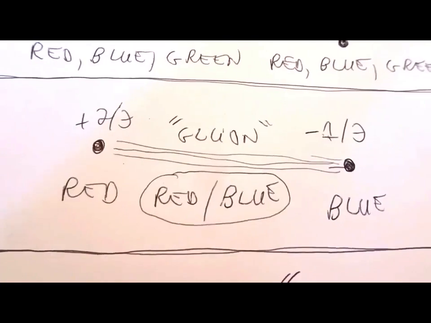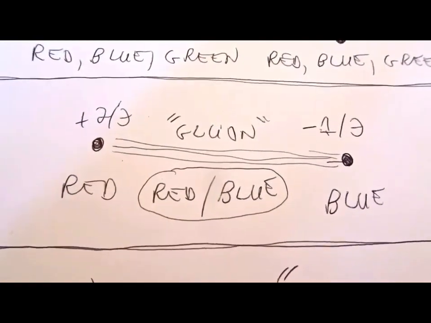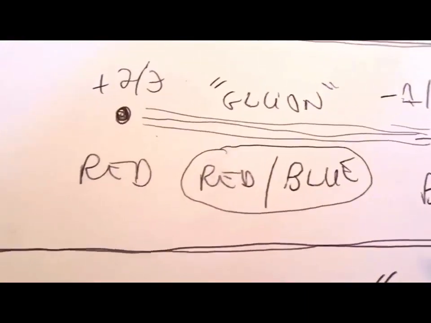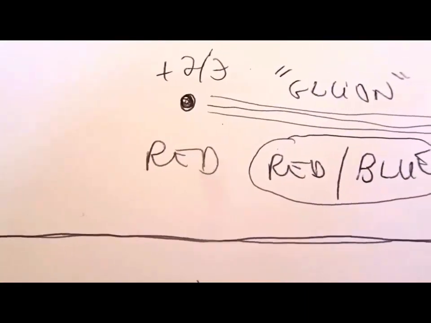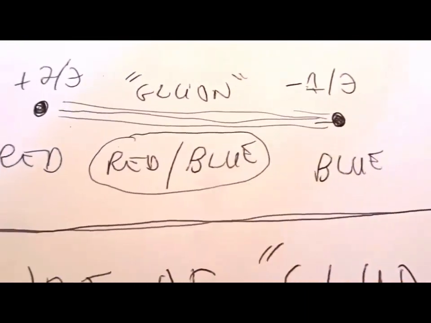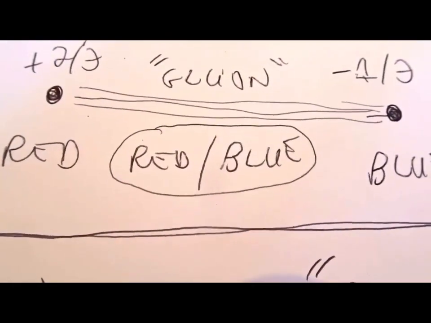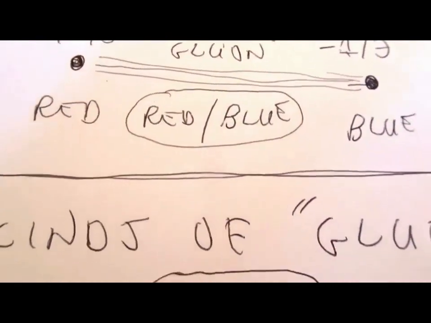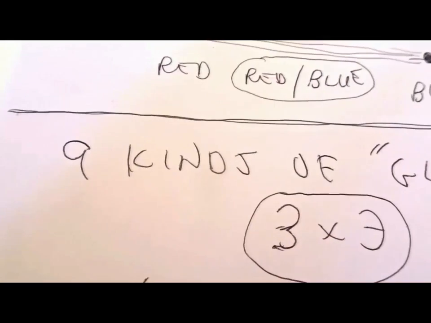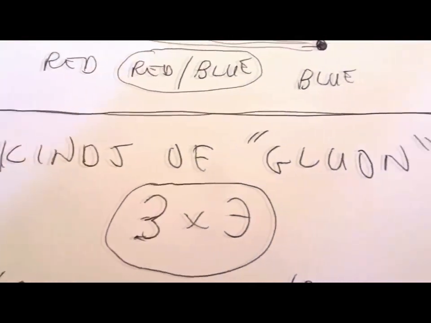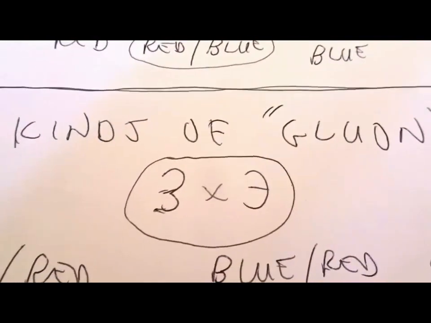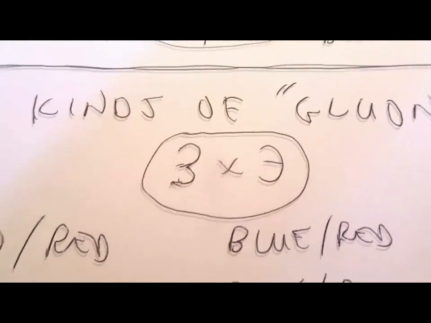Next, those two fractional charges are held together by things called gluons. And if we have a red fractional charge and a blue fractional charge, the gluon has to be red, anti-blue. How many kinds of gluons will there be? There are 9 kinds of gluons with 3 times 3 symmetry, which they call SU3.